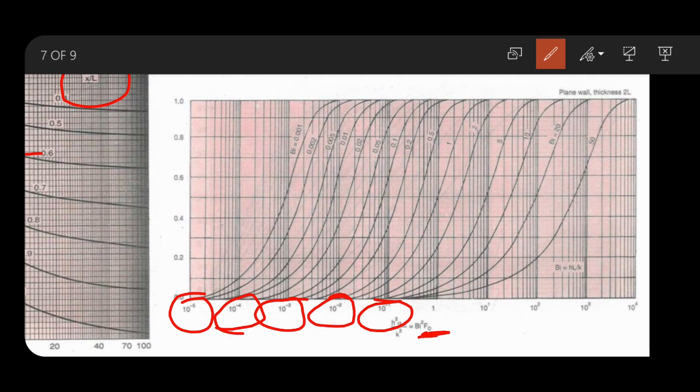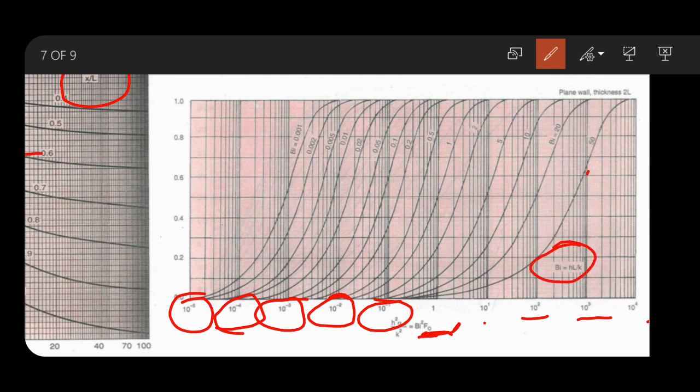10 to the power of minus 2 is 0.01. 10 to the power of minus 3 is 0.001. Depending on what you get, either you can move towards left or you can move towards right. Then we have 10 to the power of 1, 10 to the power of 2, that is 100, 10 to the power of 3, 1000, and 10 to the power of 4, 10,000. So these are very large numbers. This cannot be accommodated in a regular graph. That's why we are using a semi-log graph here. Once you find out Bi square into F naught, then we have different curves for different Biot numbers.